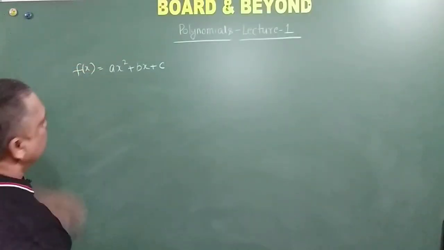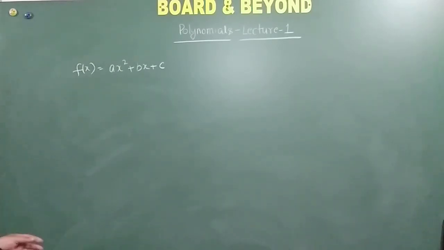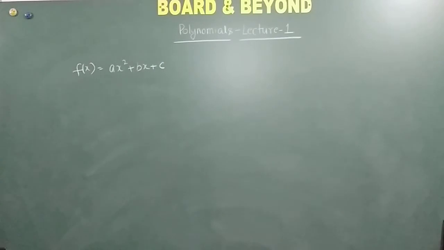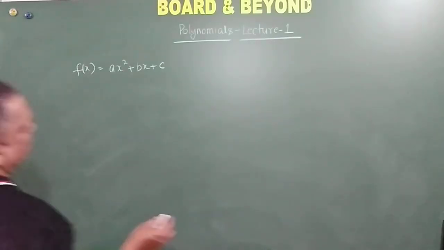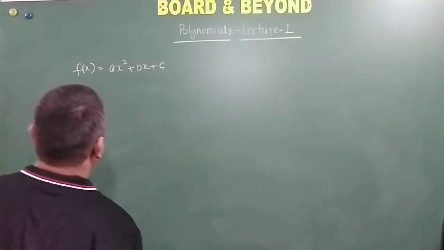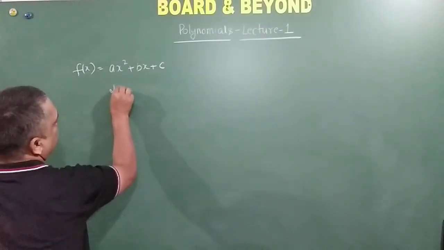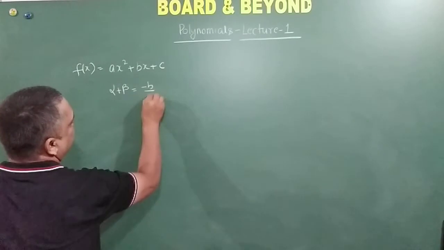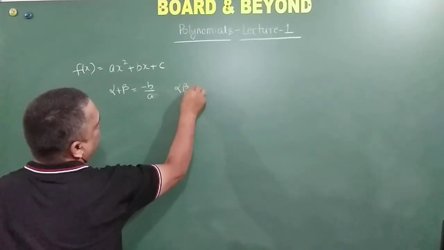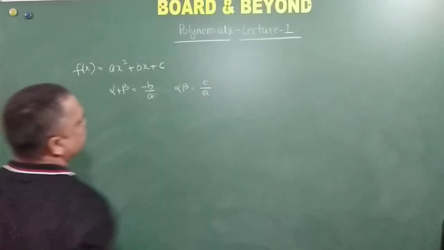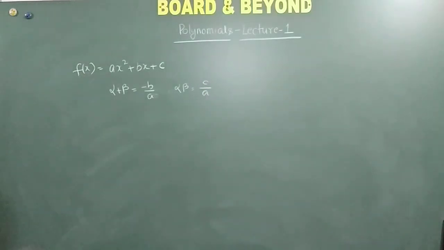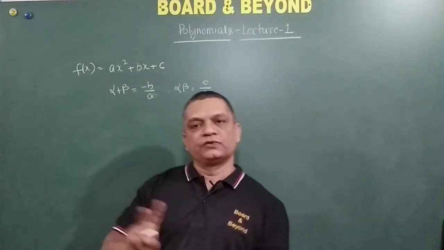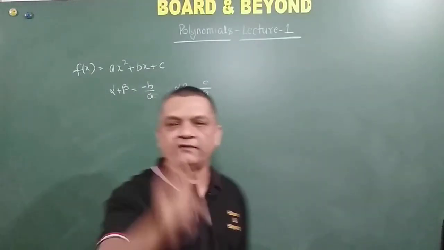Okay, now we are expected to find out the roots alpha plus beta. And we need to verify that alpha plus beta is equal to minus b by a, and alpha beta is equal to c by a, right? So friends, let's say alpha and beta are the two roots for this quadratic polynomial that I have taken here.